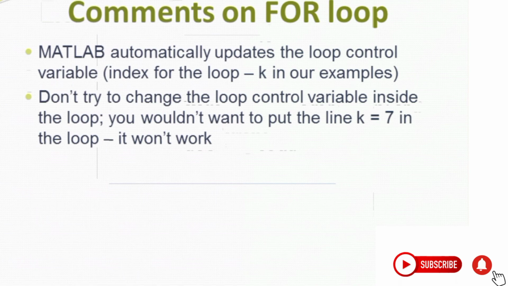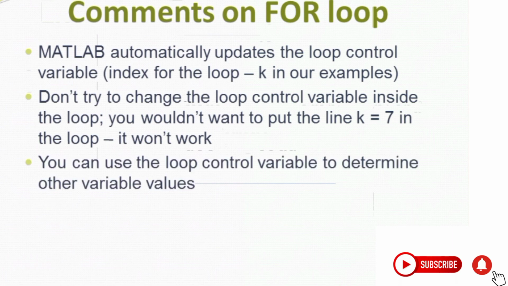We also saw on the previous example that you can use the value of k within computations. What you can't do is change the value of k. So for instance, you wouldn't want to have a line inside your loop somewhere that says k equals 7. It actually won't change the value of k at all. K will continue to be the loop control variable and continue to count up from your starting value to your ending value. Before, and like we just saw, you can use that loop control variable to calculate other variables or other values.